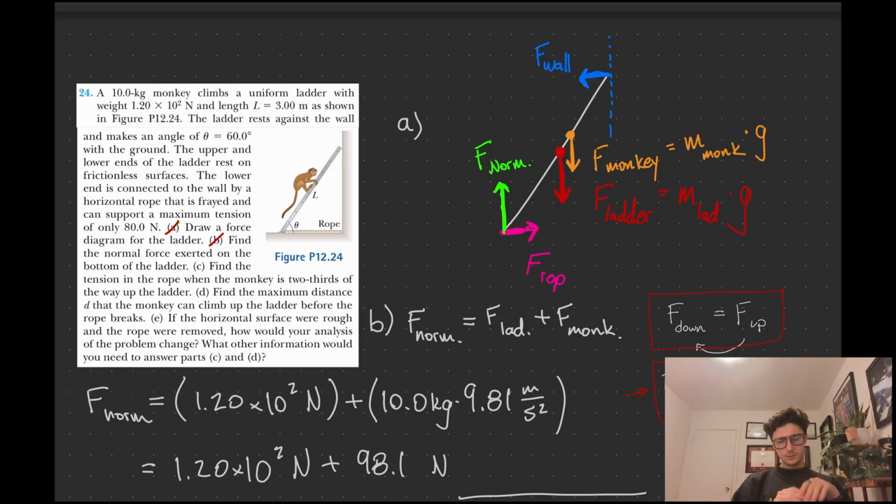And what is it that we can do? I'm gonna just read the problem again. 15 minutes spent on one problem. Okay. All right, let's see here. A 10-kilogram monkey climbs up a uniform ladder with a weight of 1.2 times 10 to the 2 newtons. The ladder has a length of 3.